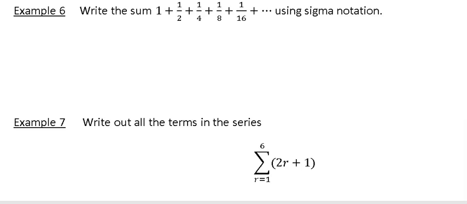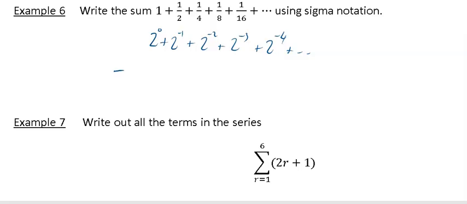Okay, next one, it says write the sum 1 plus a half plus a quarter plus 1/8 plus 1/16 using the sigma notation. I'm going to just change how we've written these a wee bit. That really is 2 to the power of 0, and it's a plus series. That's going to be plus 2 to the power of minus 1 plus 2 to the power of minus 2 plus 2 to the power of minus 3 plus 2 to the power of minus 4, and so on.